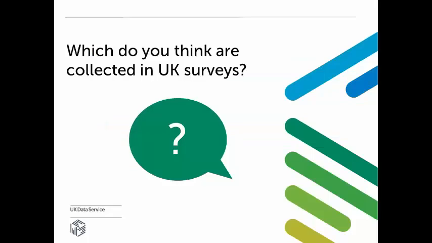So the Living Costs and Food Survey collects details of expenditure and food. The English Housing Survey includes a surveyor's report on housing conditions. The Health Survey for England includes a nurse visit to a sample of participants in which they take a blood and saliva test as well as doing height and weight measures. And the National Survey for Sexual Attitudes and Lifestyles asks detailed questions about sexual experiences, behaviours and views.